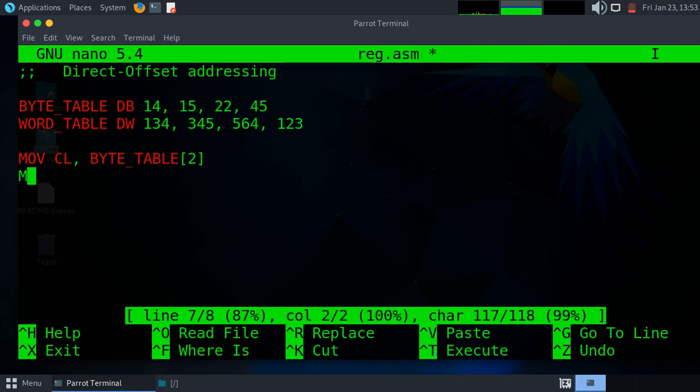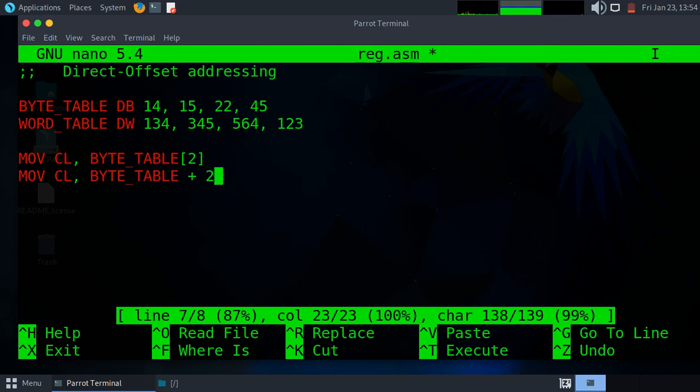Okay, and from there we can move. For example, if we had mov cl, and then we can have byte underscore table, and then instead of using square brackets, let's use +2, like that. Okay, so this one also is going to get us the third element of the byte table.